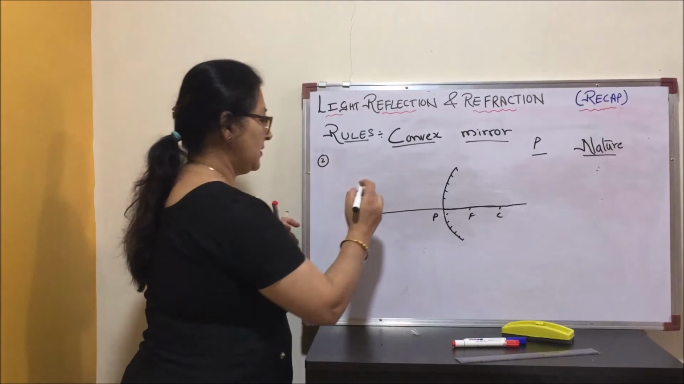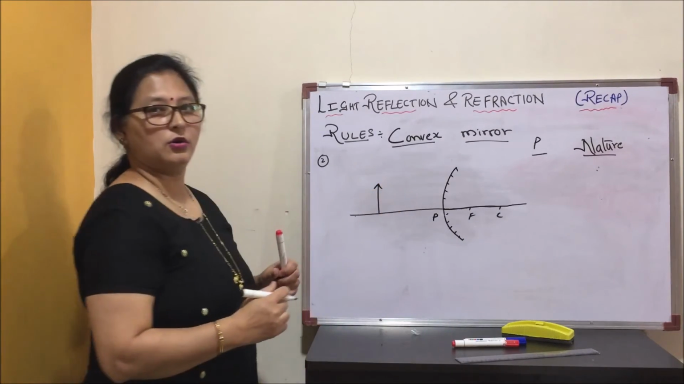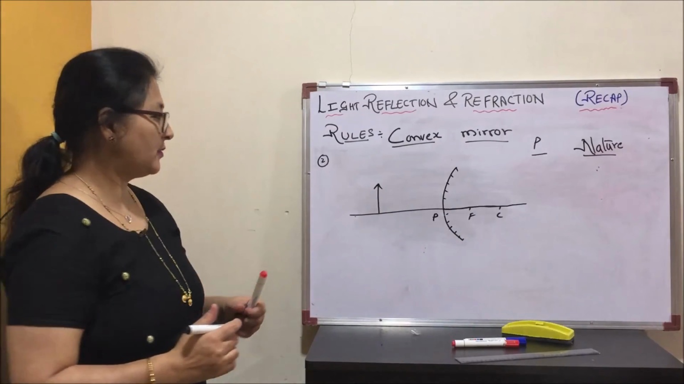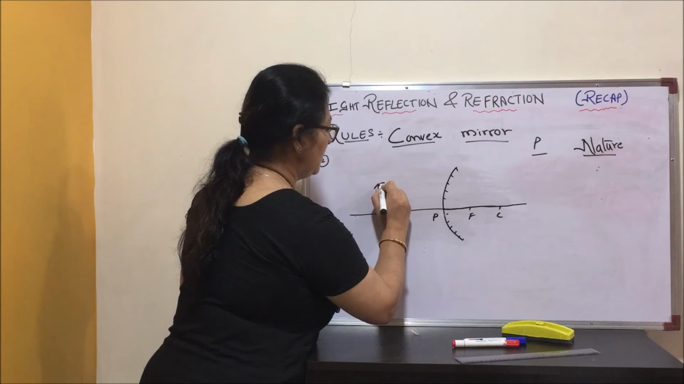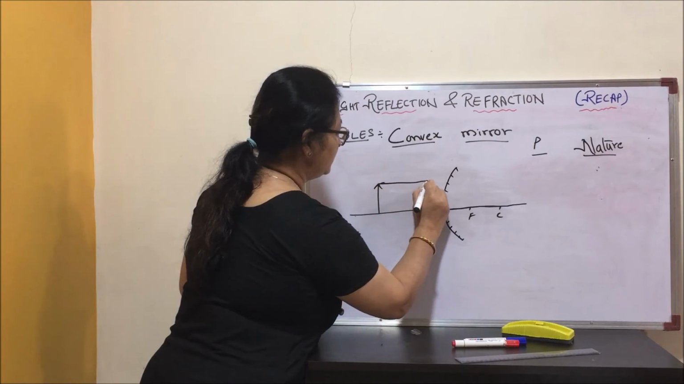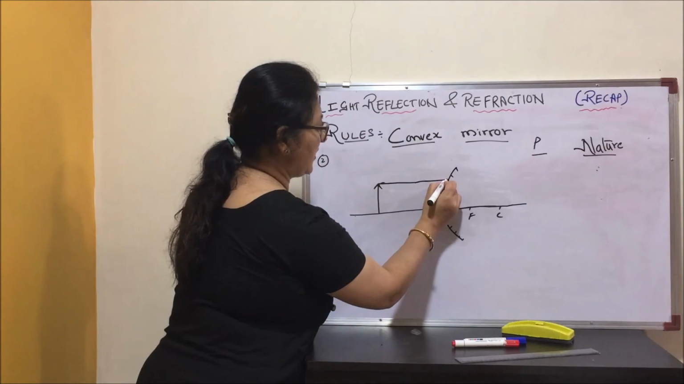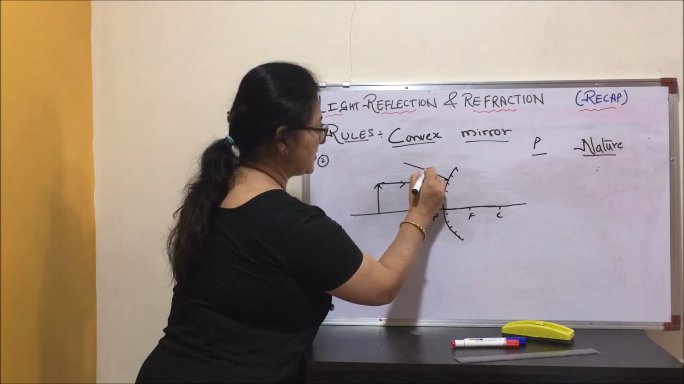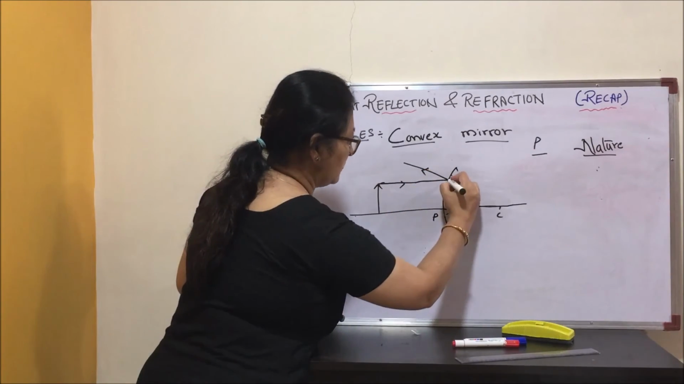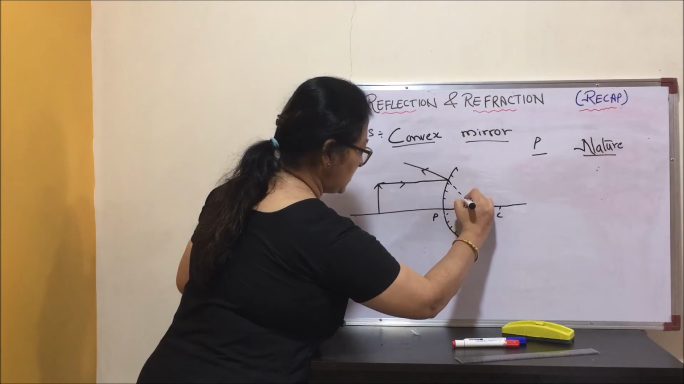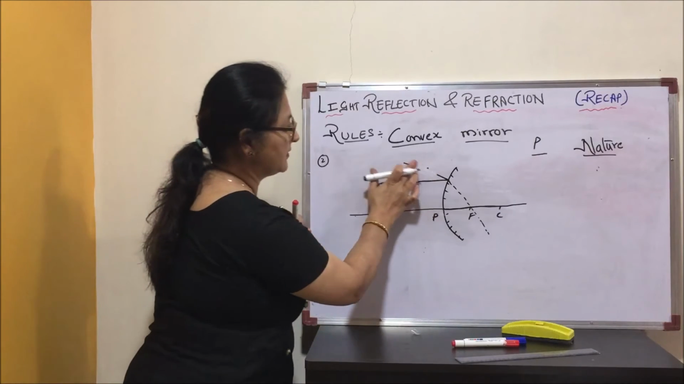Right. Now let's bring the object over here, anywhere on the principal axis. Now the first ray will be parallel. The first ray is parallel to the principal axis. It will reflect back. This is the incident ray, this is the reflected ray. And where should it pass? It should pass through the focus. After reflection, it is passing through the focus.